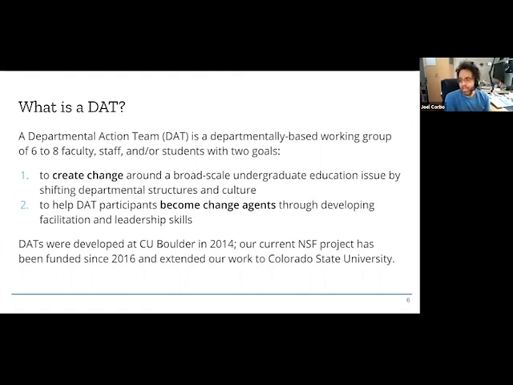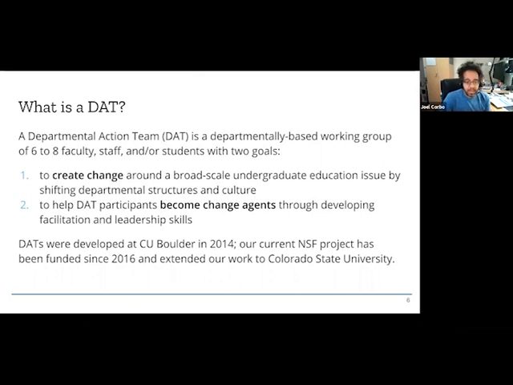But yeah, what is a DAT? DAT stands for Departmental Action Team. A DAT is a departmentally based working group of, on average, something like 6 to 8 faculty members, staff members, and students from the same department that are working together with really two big goals in mind. One is to create some sort of change in their department around some broad scale undergraduate education issue with a real focus on changing departmental structures and culture. And we'll get to what sorts of projects or issues DATs might work on later in the presentation. But for now, you can think of it as stuff like curricular alignment as opposed to redesigning a course. That's kind of the idea of the scale.